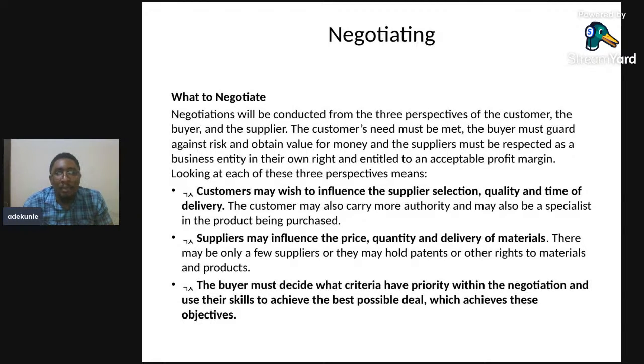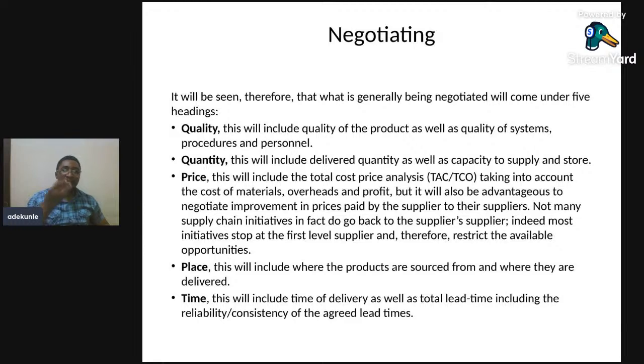So when we talk about this perspective, when the customer may wish to influence the supplier selection, quality, and time of delivery, the customer may also carry more authority and may be a specialist in the product being purchased. But when you have a supplier influencing price, quantity, and delivery of material, then there may be only a few suppliers, or they hold the patent right to that product you are looking at buying. So that is what you negotiate.